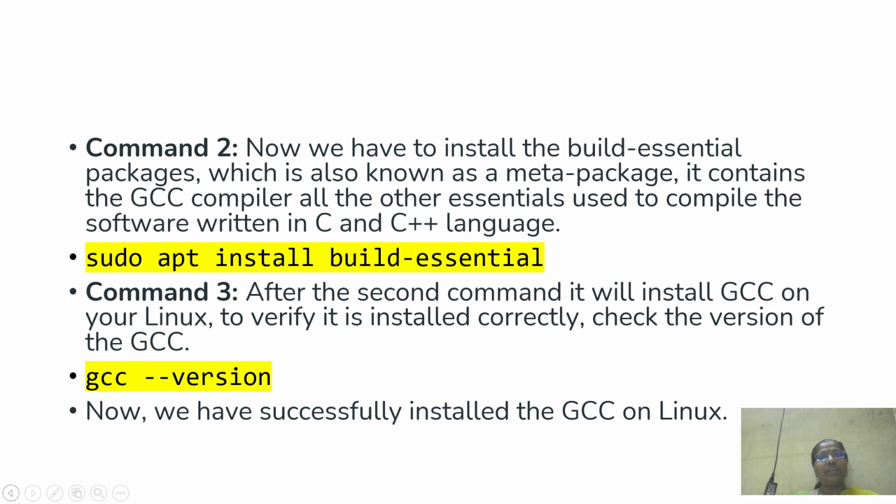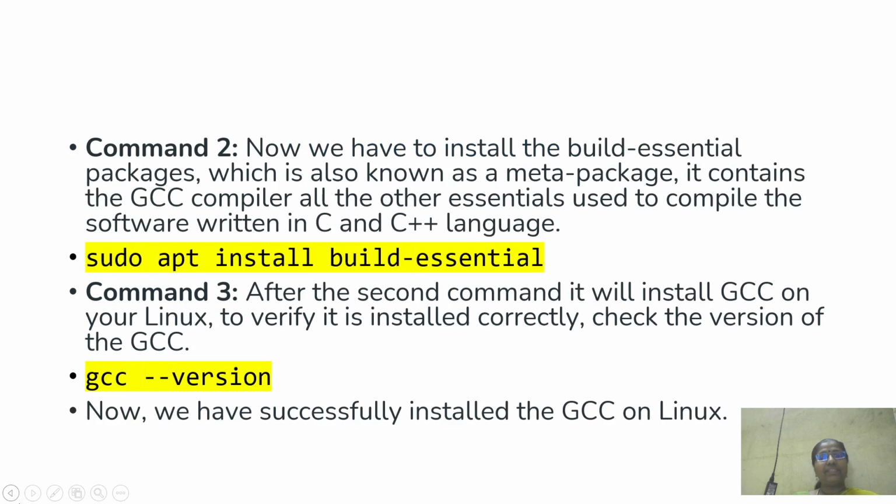Now command 2: we have to install the build-essential package, which is also known as a meta package. It contains the GCC compiler and all the other essentials used to compile software written in C and C++. So using sudo apt install, you will be installing the build-essential meta package. Command 3: build-essential includes the GCC compiler collection also.